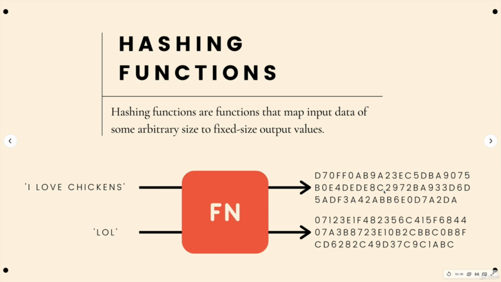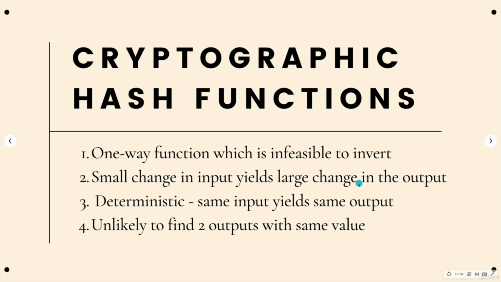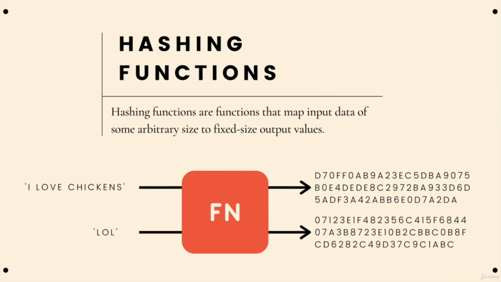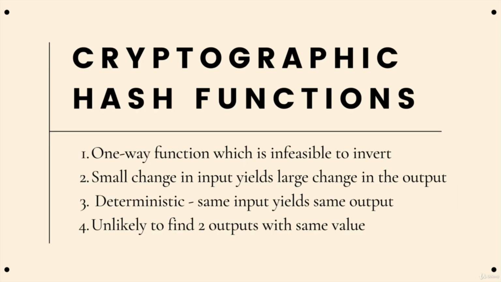So that's important in a lot of situations. Also, a small change in an input should yield a large change in the output. It goes along the same lines, right? I shouldn't be able to guess that "I love chickens" yields this, or guess what "I love chicken" will yield. They shouldn't be connected. And then also, it should be unlikely to find 2 outputs with the same value. We want to avoid collisions whenever possible.